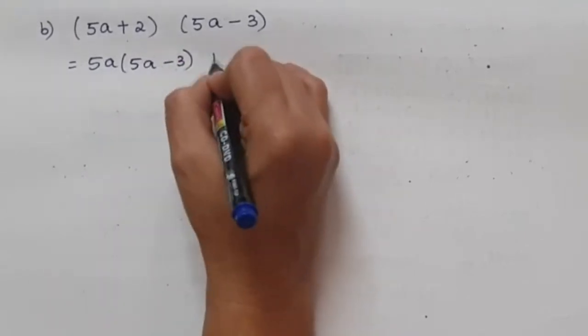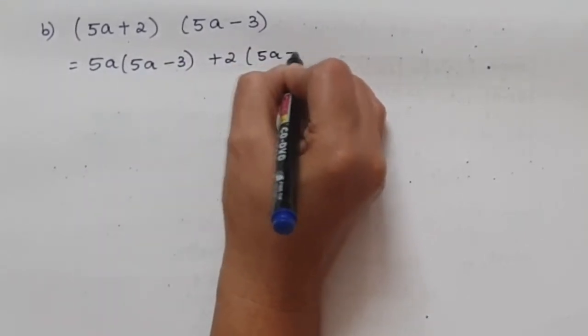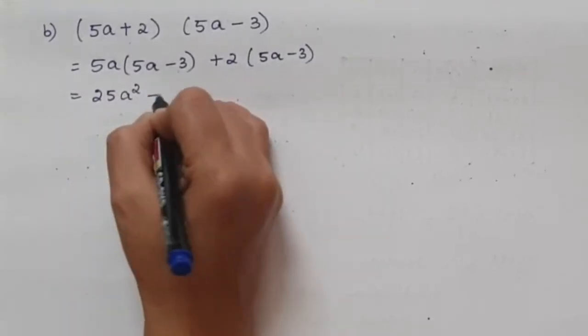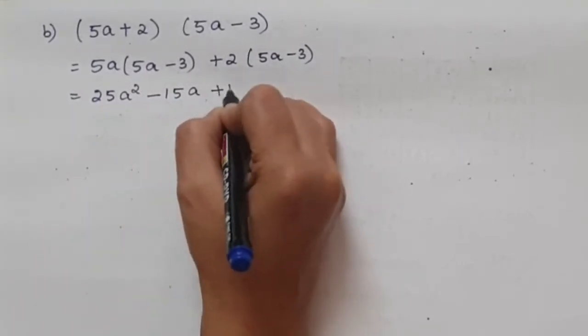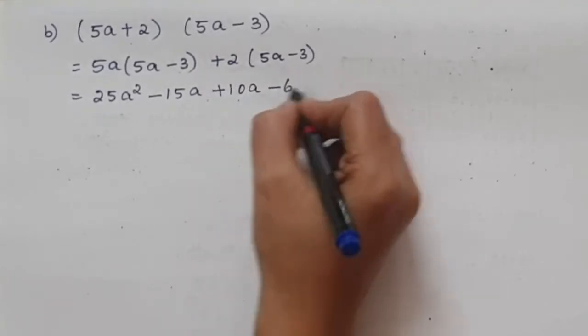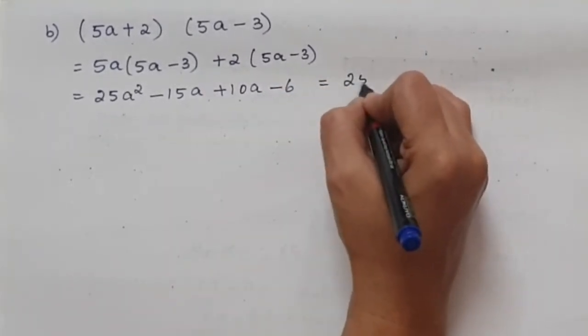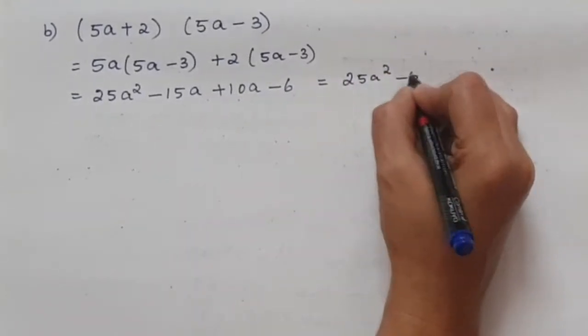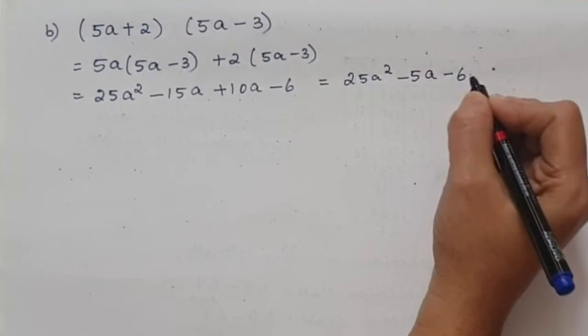(5a - 3)(5a - 3) plus 2 into 5a minus 3. So when we multiply, it is 25a squared minus 15a plus 10a minus 6. So 25a squared, minus 15a plus 10a will give us minus 5a, and then minus 6.